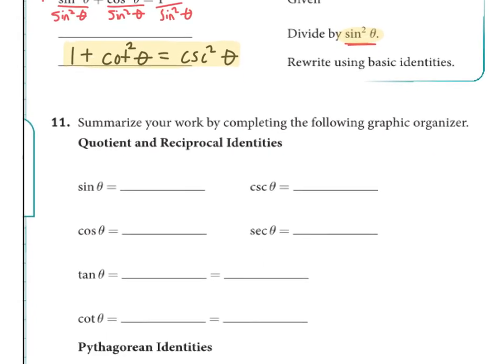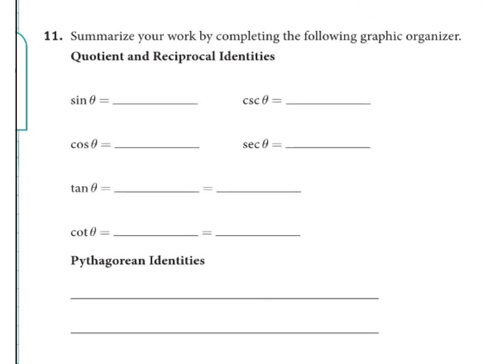Let's get a little list going here. We have some quotient and reciprocals, some things that we've been using already. The reciprocal identities: the reciprocal of sine is cosecant, so sine theta always equals 1 over cosecant. And similarly, cosecant equals 1 over sine. That's just what it means to be a reciprocal. Cosine of theta is the reciprocal of secant, and thus secant is the reciprocal of cosine.